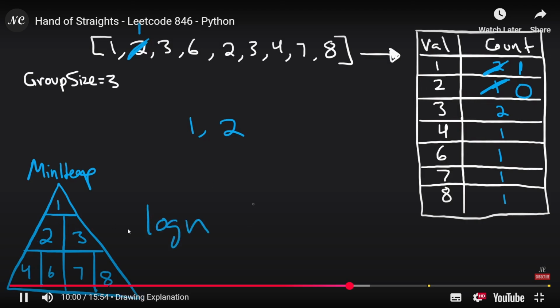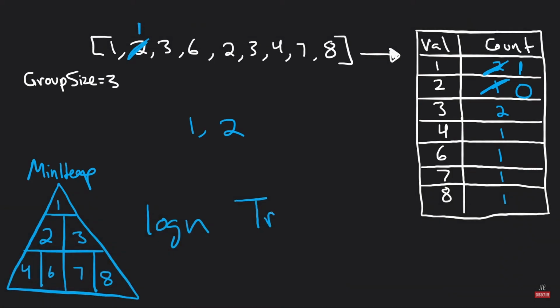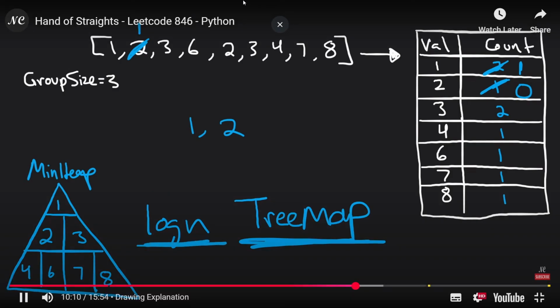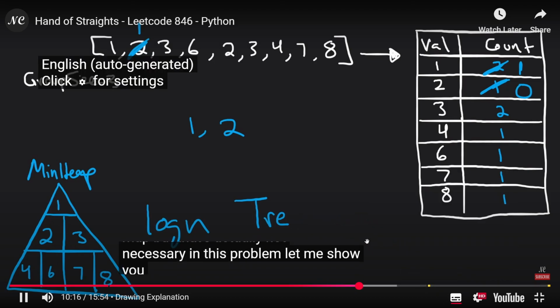Well, one workaround would be, instead of using a min heap, you could use a tree map. So in that case, you could search for the minimum value or any particular value in log n time and then remove it with a tree map. But that's actually not necessary in this problem. Let me show you why.